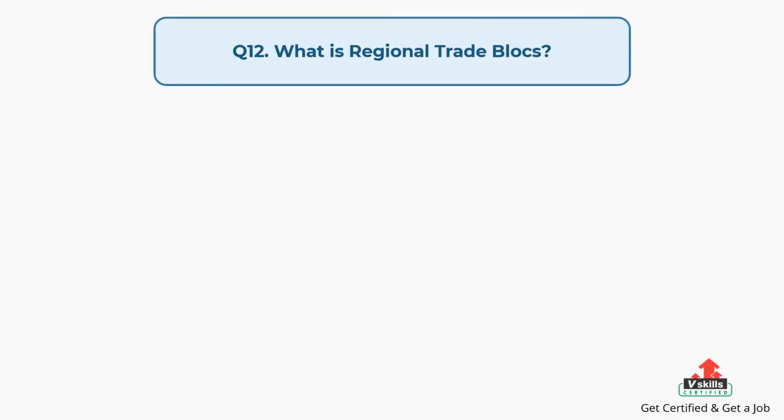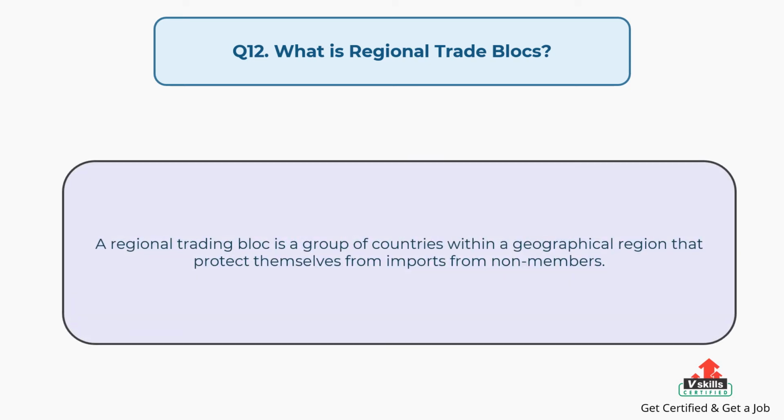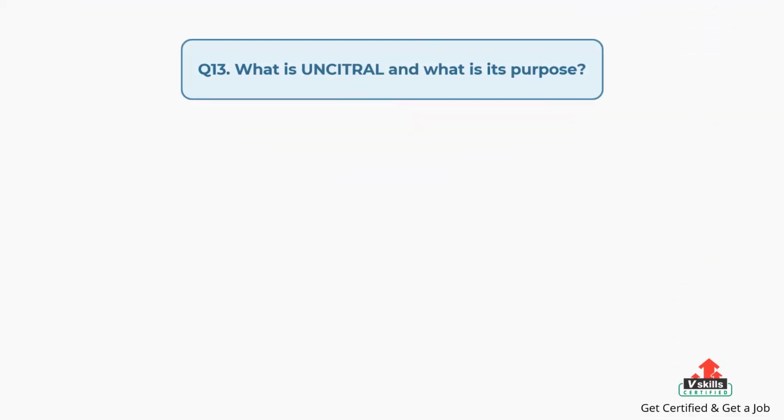Question number 12. What is regional trade blocks? The answer is, a regional trading bloc is a group of countries within a geographical region that protect themselves from imports from non-members. Question number 13.